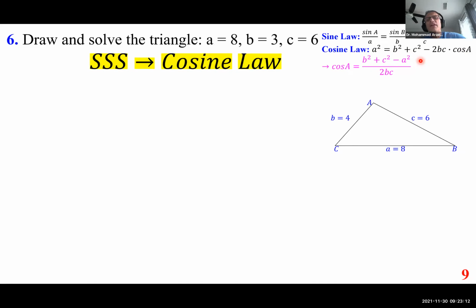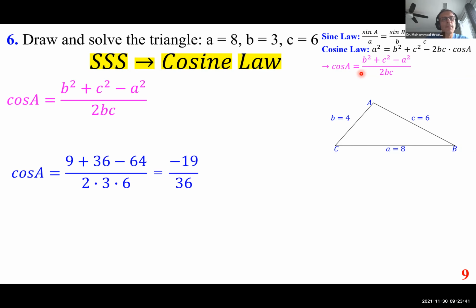So we have all sides. We need to find the angles. That's why we use the cosine law. And the reason I'm giving you this formula is because we really have to use this formula. Cosine A is b squared plus c squared minus a squared over 2bc. Notice you want cosine of a, so you have minus a squared. So plug it into that.